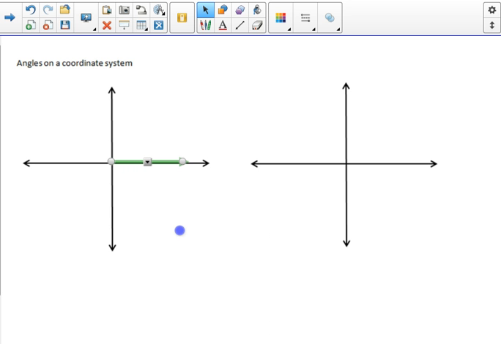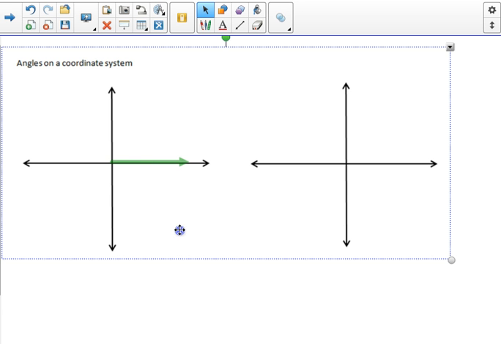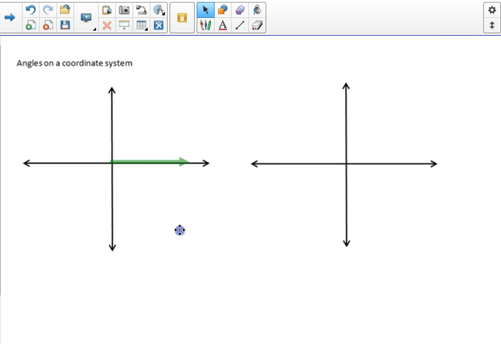There we go. So I have this green line called a ray. It's going to start there. We call that the origin. What matters right now is that from there we are going to rotate that green arrow.